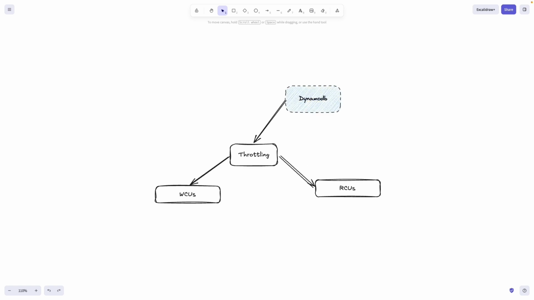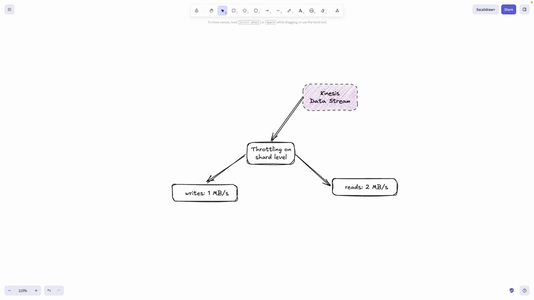DynamoDB enforces throughput in terms of read and write capacity units. With provisioned capacity, if you exceed your allocated write capacity units or read capacity units, you get a throughput exceeded exception. On-demand mode is more forgiving about that, but has its own soft limits.